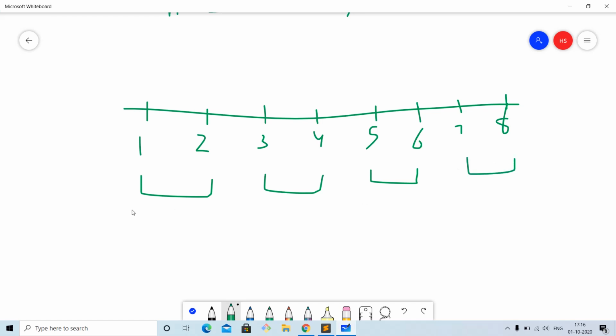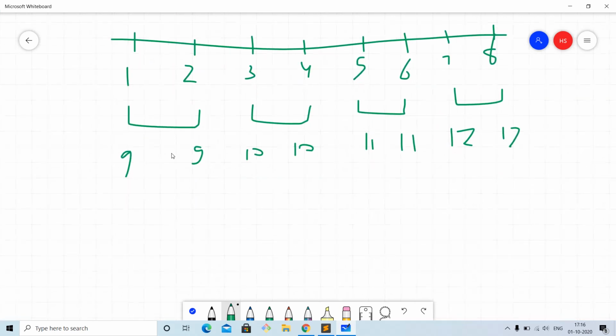What we'll do is assign 1 and 2 to the bigger number than n, which is 8. So we can assign 1 and 2 to be 9 and 9, then set 3 and 4 to be 10 and 10, then 5 and 6 to be 11 and 11, and similarly 7 and 8 to be 12 and 12, right? So from 8 different numbers, we have now achieved 4 different numbers.